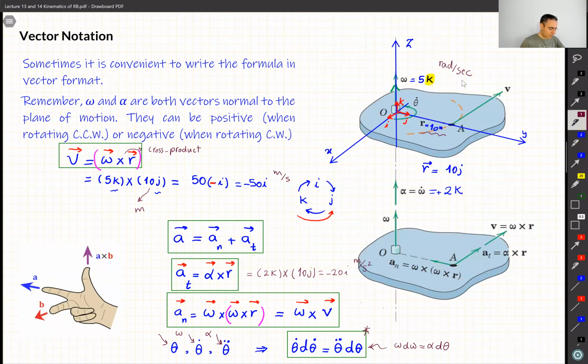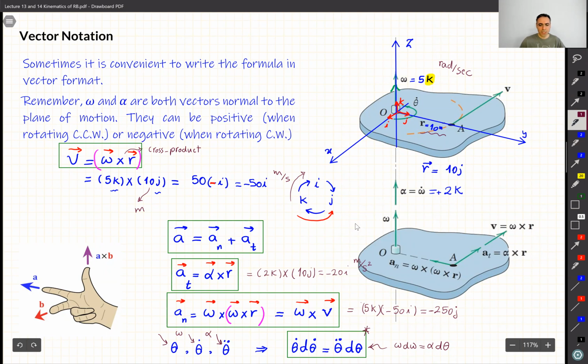And to calculate AN, we have omega, which is 5k. We have already calculated V, which is minus 50i. So it's going to give me 250. So what is k multiplied by i? If we look at this diagram, k multiplied by i gives me j. And I have a negative from minus 50. So it is then minus 250j.